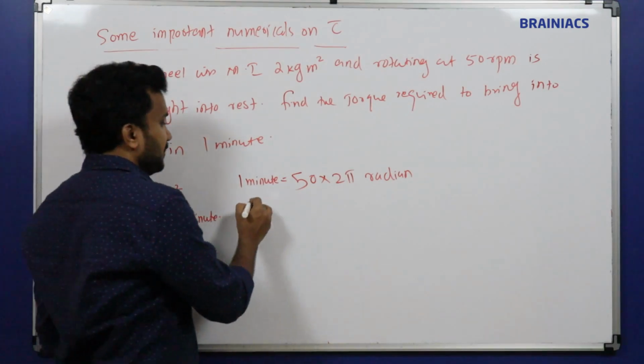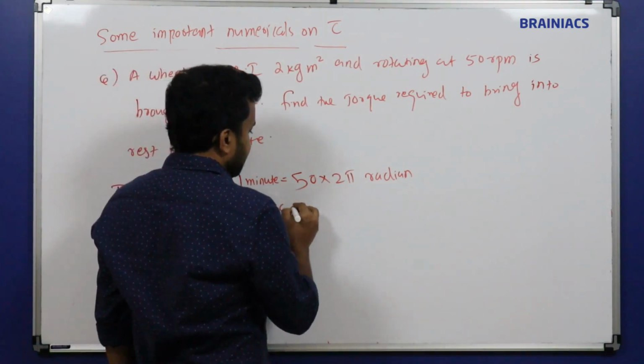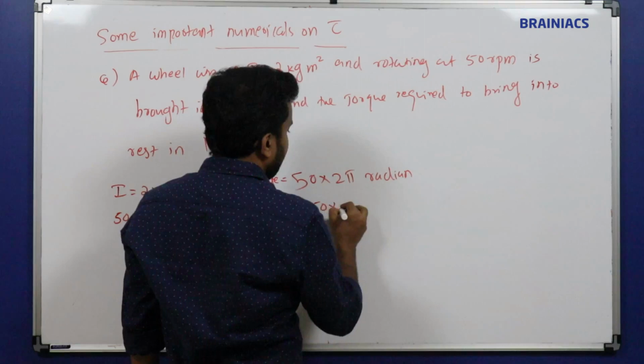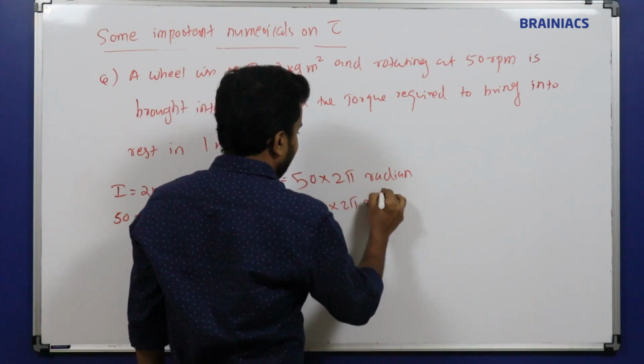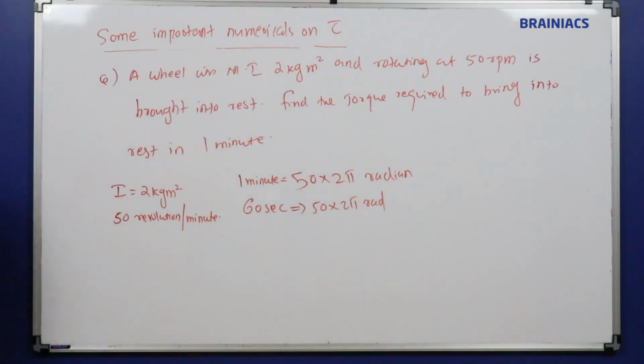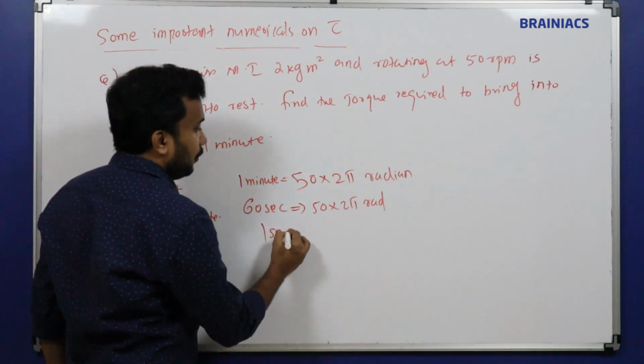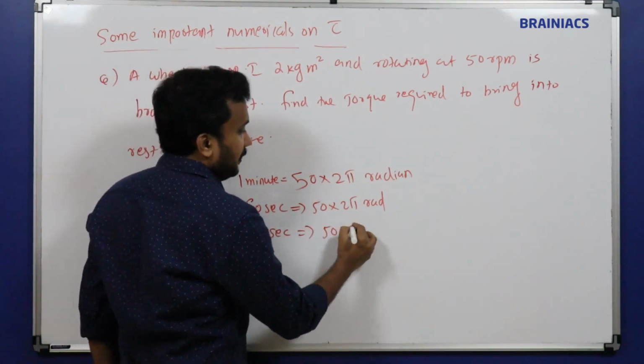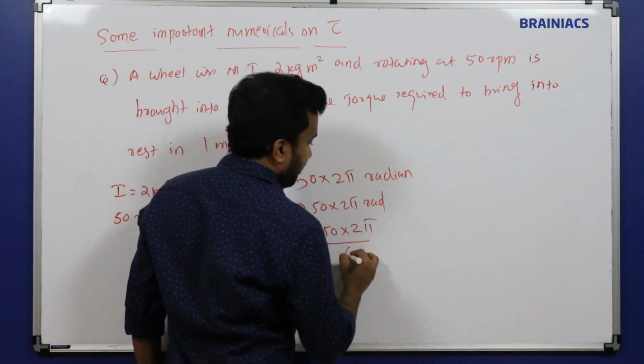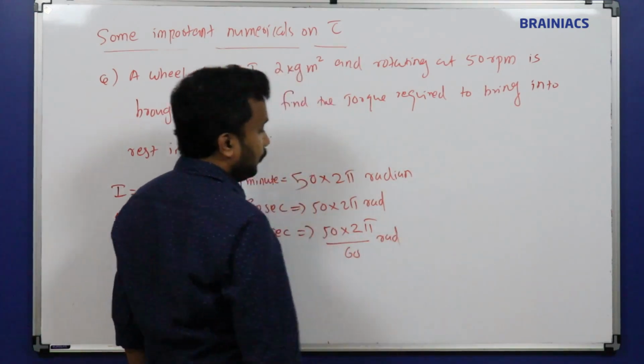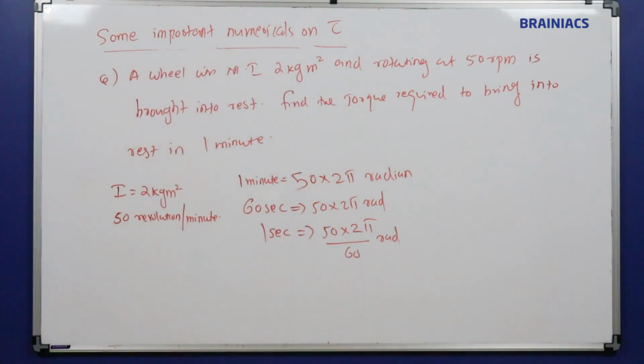1 minute means how many seconds? 60 seconds. So in 60 seconds, 50 into 2 pi radians. So in 1 second, how many radians? 50 into 2 pi divided by 60 radians is rotated in one second.